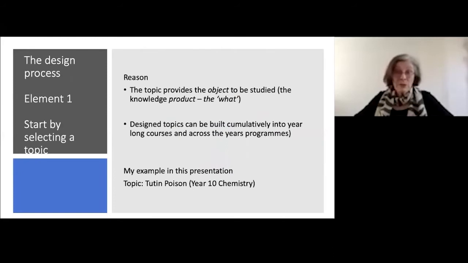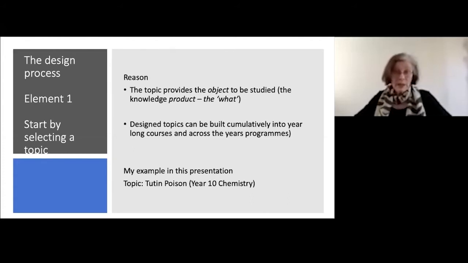So the model's design process. Element 1, start by selecting a topic. Now, we realised as we developed the model that starting with topics is actually really important, because from well-designed topics, it's possible to build across the year into courses and across the years into programs. That's where you get the cumulative building of the ideas. So the prior learning from one topic is built into the next, built across the years. So we realised that starting with a topic is really important, because the topic provides the object to be studied. This is what Karl Popper calls the knowledge product, the what. What is it we're looking at?